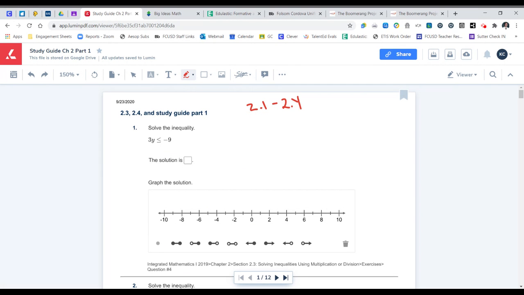So we're going to start with problem 1. We have 3y is less than or equal to negative 9.